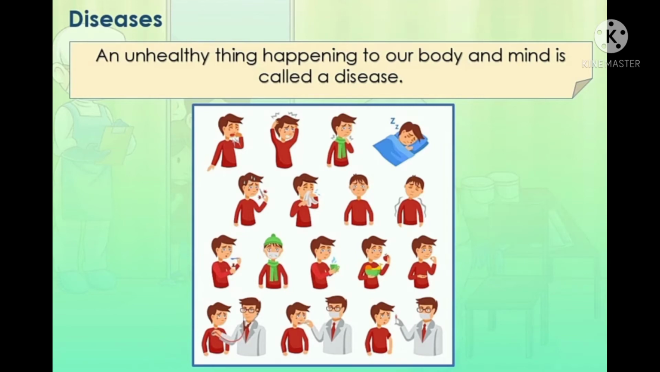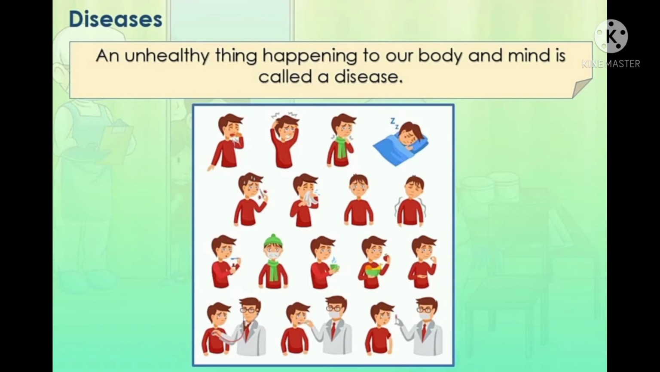What is a disease, children? A disease is an illness of the body. Okay, an unhealthy thing happening to our body and mind is called a disease. In other words, we can explain disease as an abnormal condition of a part or organ or any system of our body that results in various signs and symptoms, children. In short, we can define disease as an unhealthy thing happening to our body or mind.